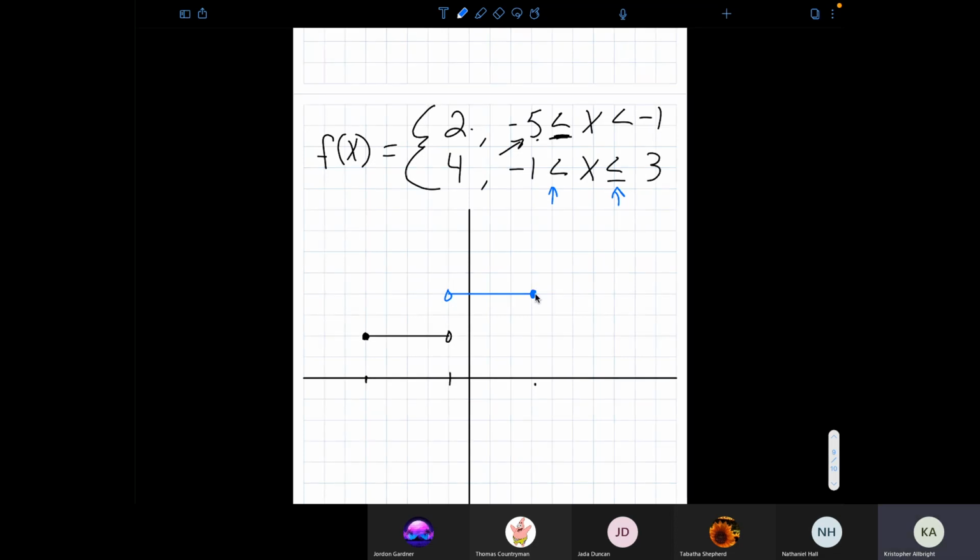And that means anytime we plug in anything between these two, it doesn't matter what our x is. Our x could be right here. Our x could be right here. It does not matter at all what our x is. We're always going to get the y value of 2. And anything between these two, whatever x value we plug in, we're going to get this.